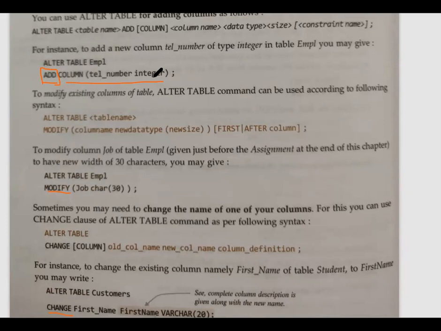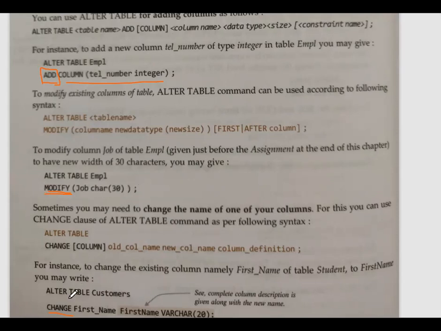If you want to change an existing column's data type, in that particular case you will be using modify instead of this. Alter table EMPL, modify job char 30, like this.